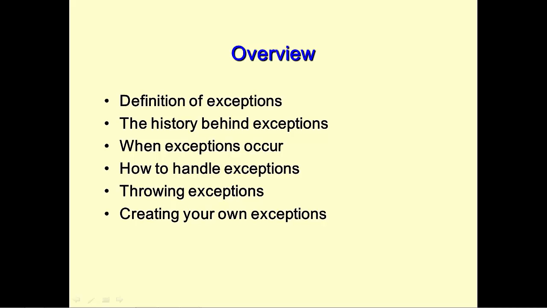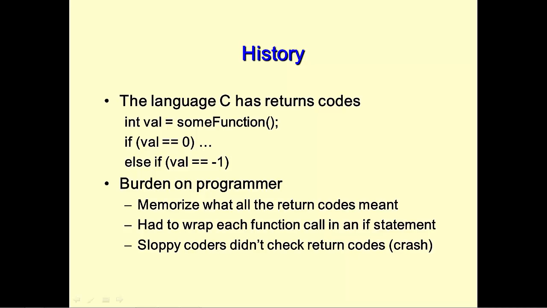kinds of exceptions. So the history of exceptions comes from the language of C, which had return codes when you would call a function. So you can see an example of what we're talking about here. You might say int val gets some function, and this function could do just about anything, but it would return you back some kind of value, and then you would check that value to see how well that function ran.